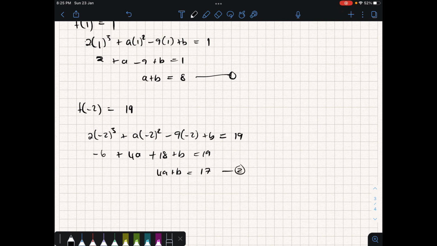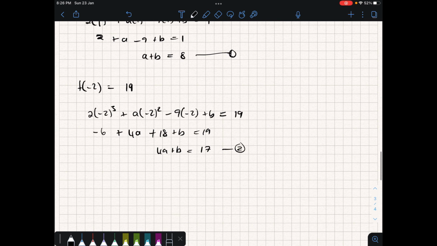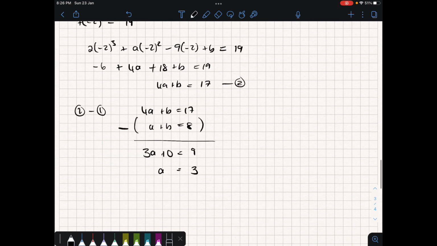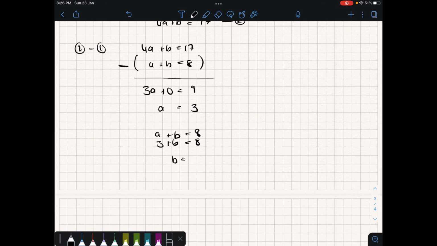If we look at the two equations, we've got a single b in both, so we can take one minus the other. I'm going to take equation 2 and subtract equation 1: 4a plus b equals 17, minus a plus b equals 8. Remembering we're subtracting, we get 3a plus 0 equals 9, so a is equal to 3. And now we can find b. We can say that a plus b is equal to 8. a is equal to 3, so 3 plus b is equal to 8. So b is equal to 5.